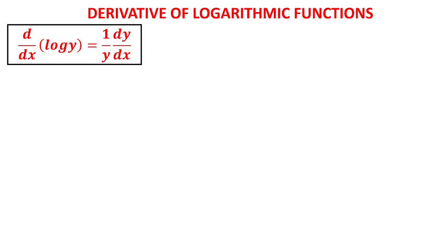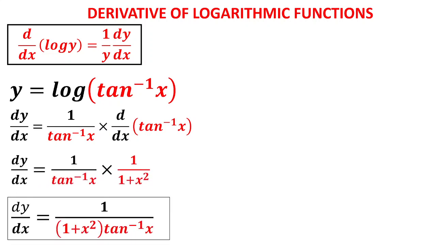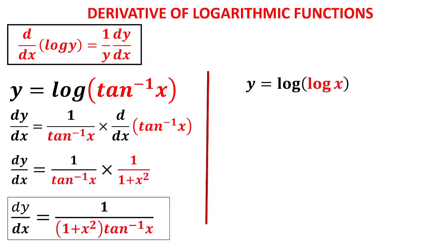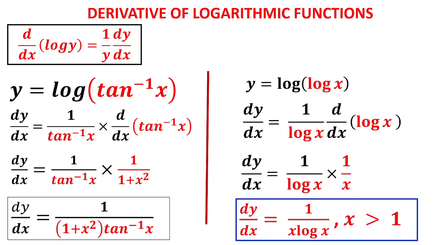Suppose on the right hand side you have so many logs of functions. So if you get log of tan inverse x, you have to use 1 by tan inverse x and d by dx of tan inverse x. We already discussed it in the chain rule, but please recollect it while you are doing problems over here, because you will be using the chain rule to differentiate log of a function. Log of log x is 1 by log x into differentiation of log x. The answer is 1 by x log x.